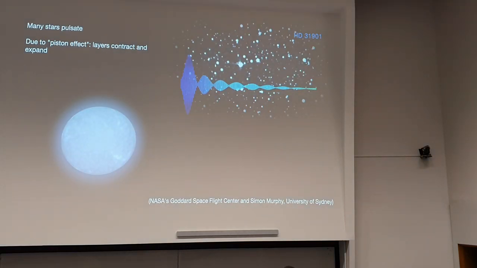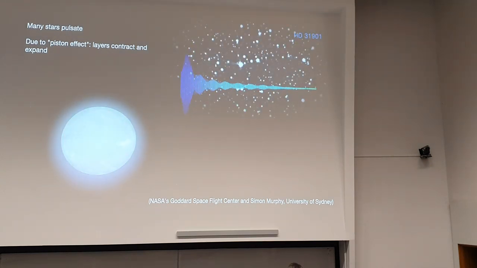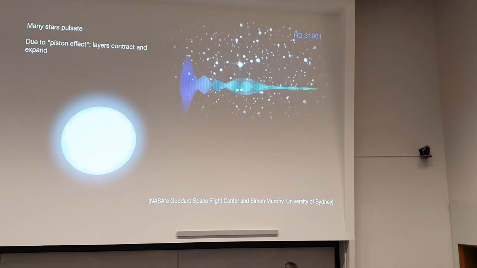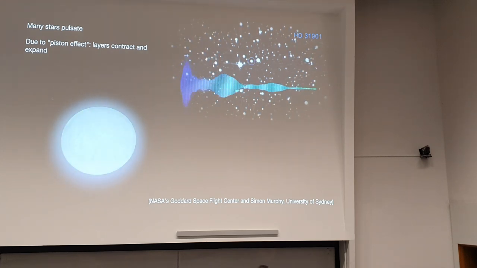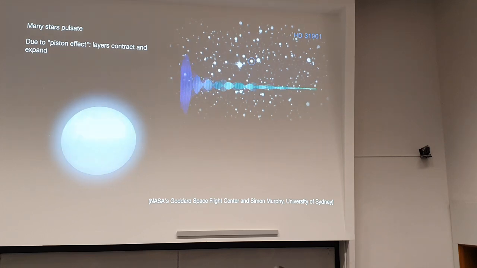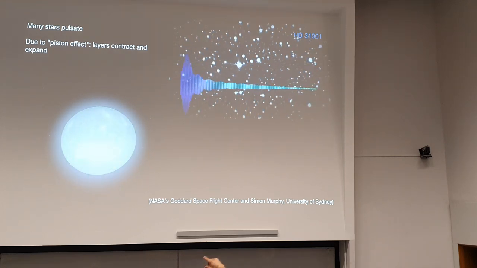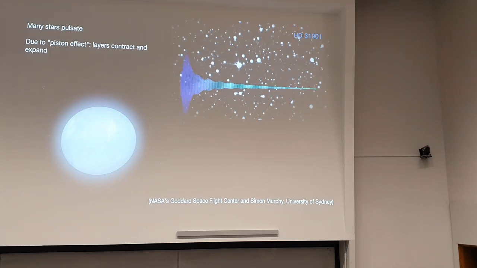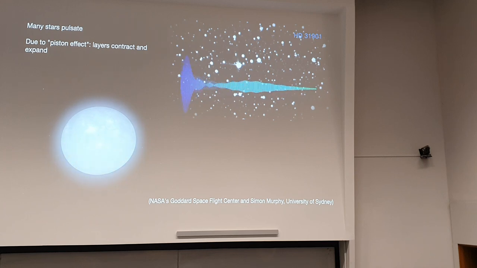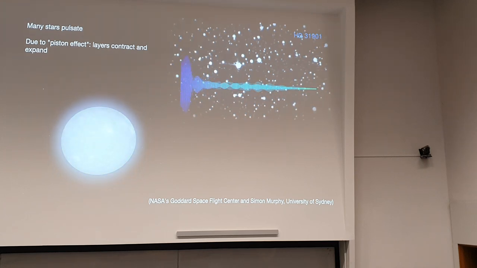In other stars, in fact, the sun included, except that in the sun it's a lot messier, in many classes of stars, which we call periodic, and also there are non-periodic variables, the star might pulsate. So here's an example. This star is called HD 31901. You can see it's the one in the image with a little circle around it. It's a star called a Delta Scuti.